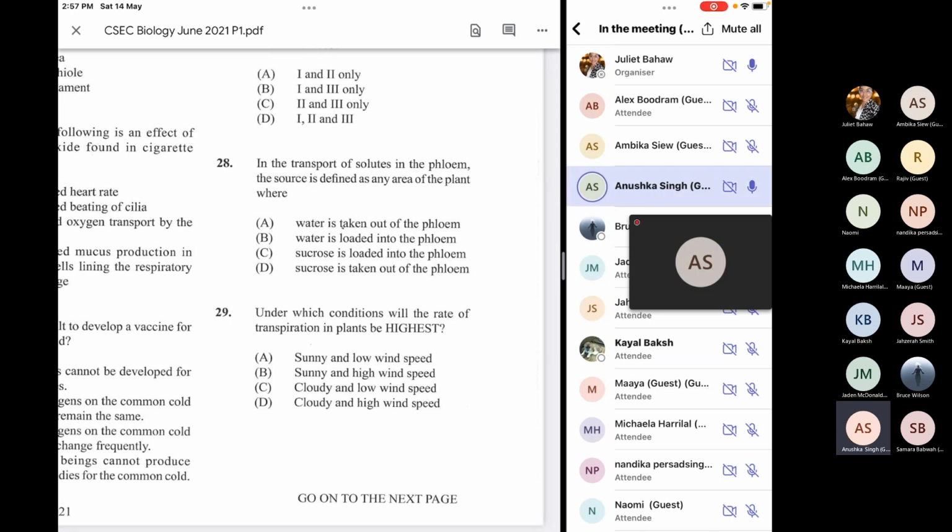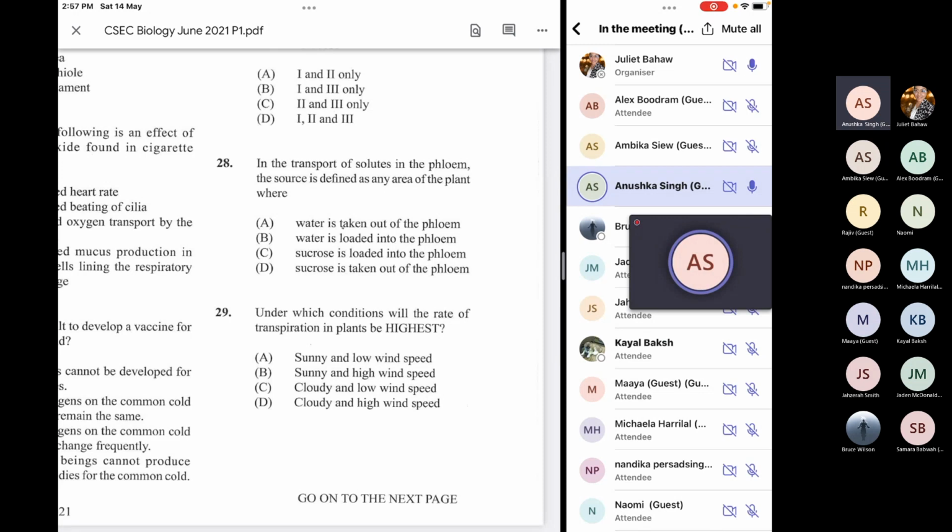In the transport of solutes in the phloem, the source is defined as any area of the plant where C. Very good. Sucrose is where the source is, where the food is made. So where it is made is the leaf, and from the leaf it is loaded to the phloem where it is translocated to other parts of the plant. The sink regions of the plant will be the roots, the stem. You could also say for fruits, those are sink regions where it has to go and store.